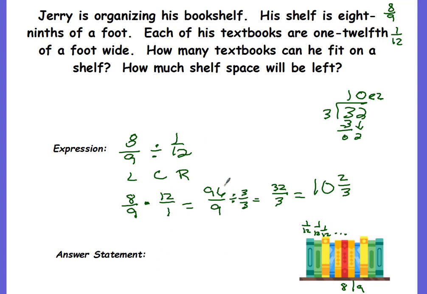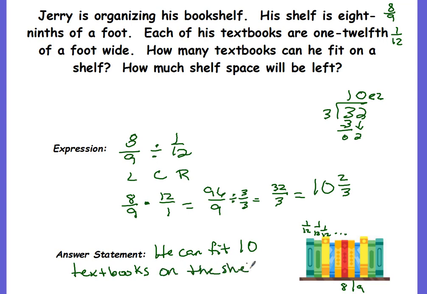So how many textbooks can he fit on his shelf? He can fit 10 textbooks, not 10 2/3, because you can't put 2/3 of a textbook. So 10 textbooks on the shelf.